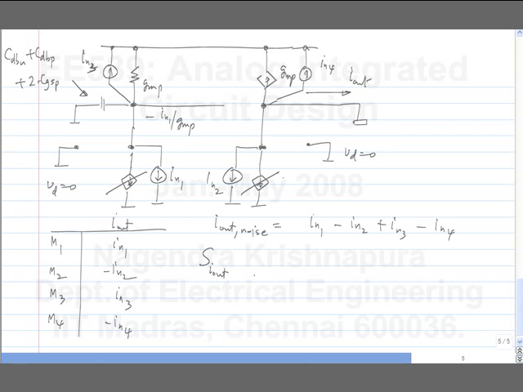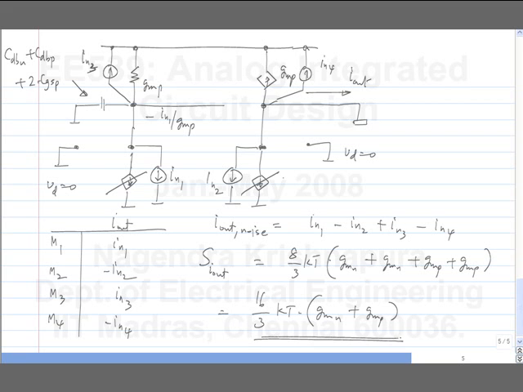What is the spectral density? It's the sum of all the spectral densities. IN1 squared is 8/3 kT times GMN, and likewise for the others, so the total is proportional to GMN plus GMN plus GMP plus GMP. This is the spectral density of the output noise current. You have the noise from two lower transistors and two upper transistors. So you get 16 by 3 kT times (GMN plus GMP).